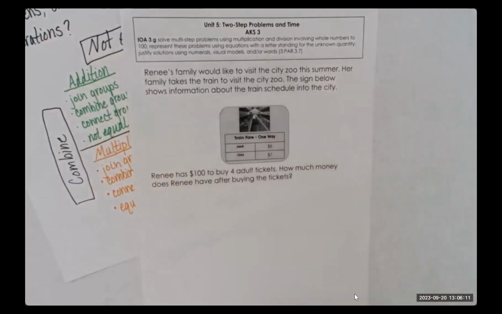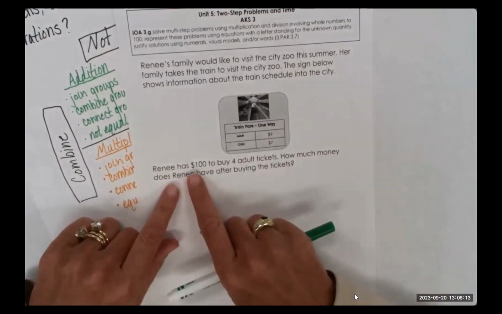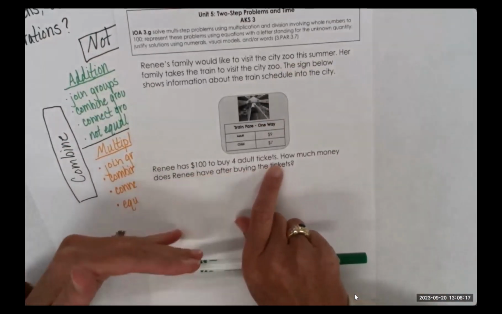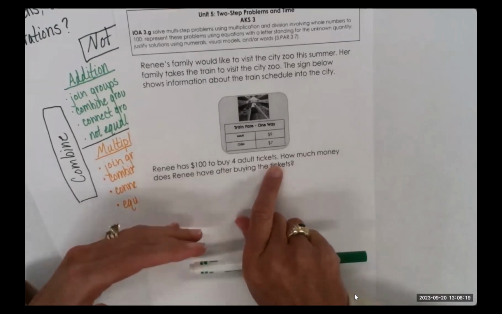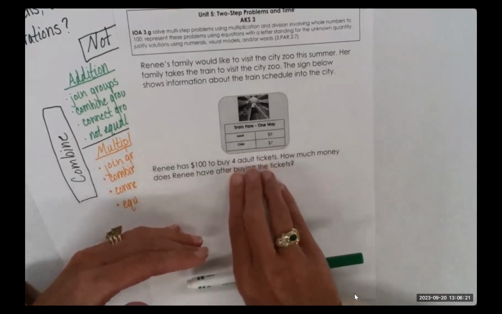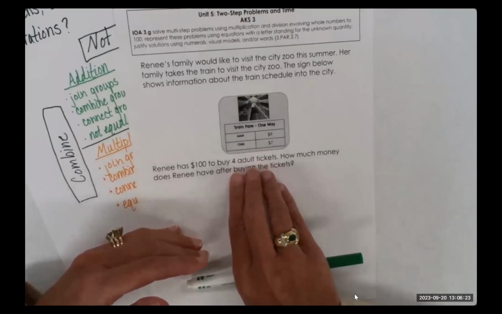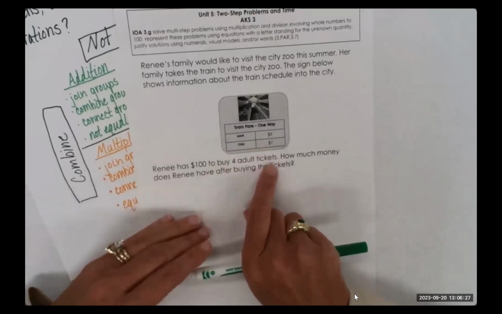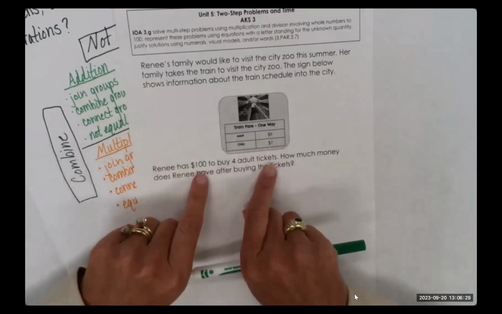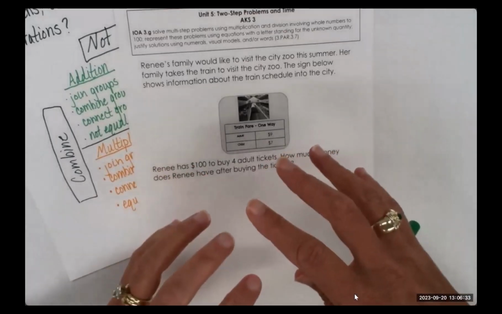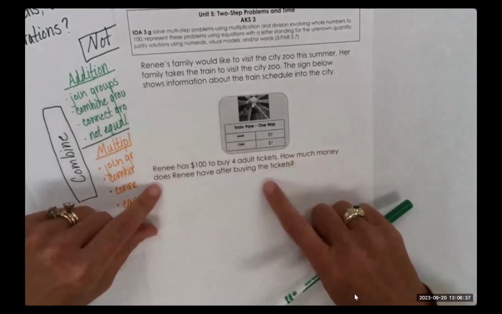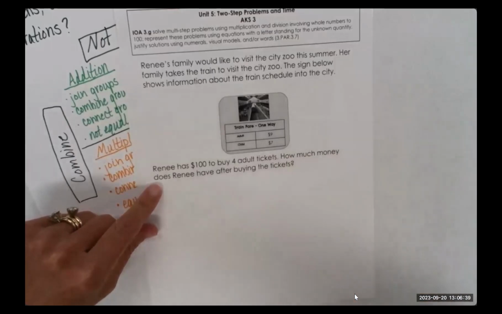Okay. All right. So moving on to the rest of the problem, Renee has $100 to buy 4 adult tickets. So I can see that math movie in my head or visualize what's happening. I know I have to buy 4 adult tickets. I know adult tickets, they cost $9. So 4 tickets costing the same thing. And I'm using $100 to pay for it. Okay. I know all of that's going on before I even get to the question. And the question is asking me, how much money does Renee have after buying the tickets?